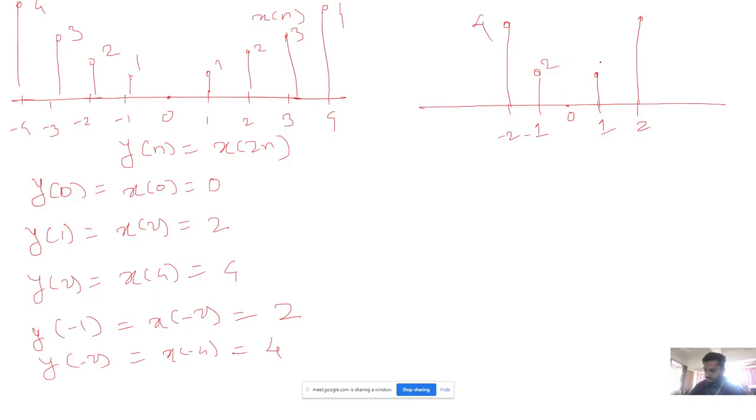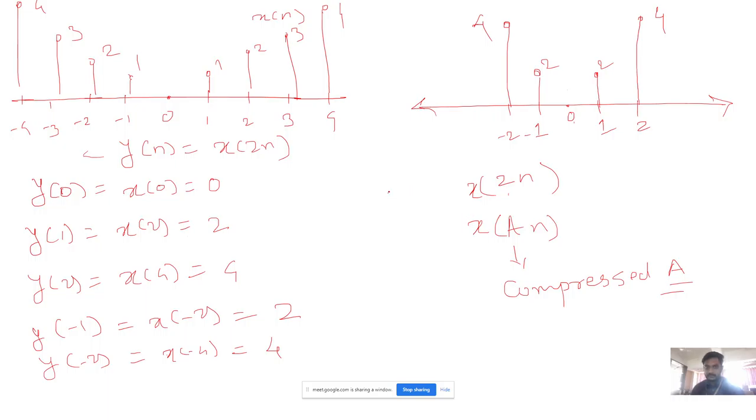This is 4, this is 2, this is 2, this is 4, right? And so from minus 4 to 0, we came down to minus 2 to 0, and from 0 to 4 it came down to 0 to 2, right? So whenever we have a multiplier like this for x, in general if I write x of A n, it will be compressed by A. Are you getting my point?